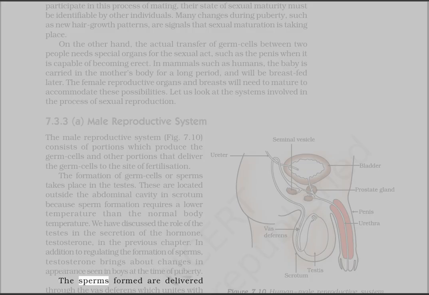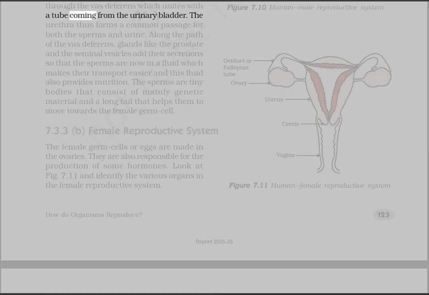The sperms formed are delivered through the vas deferens, which unites with a tube coming from the urinary bladder. The urethra thus forms a common passage for both the sperms and urine. Along the path of the vas deferens, glands like the prostate and the seminal vesicles add their secretion so that the sperms are now in a fluid which makes their transport easier, and this fluid also provides nutrition. The sperms are tiny bodies that consist of mainly genetic material and a long tail that helps them to move towards the female germ cell. Figure 7.10 Human male reproductive system.